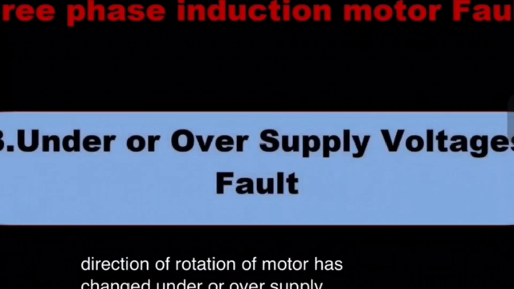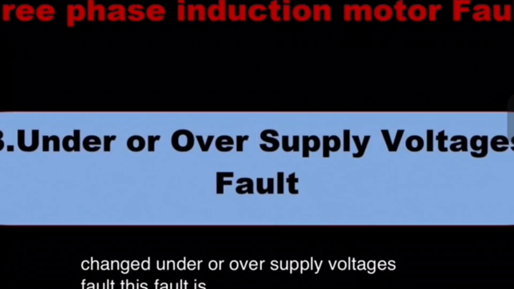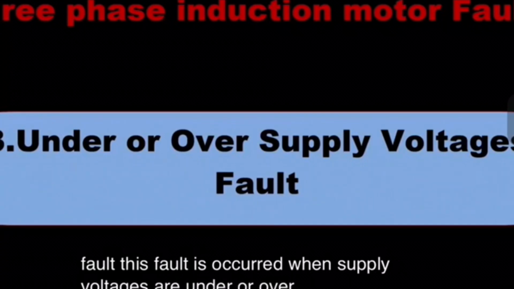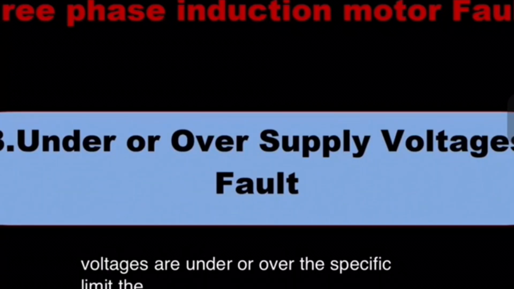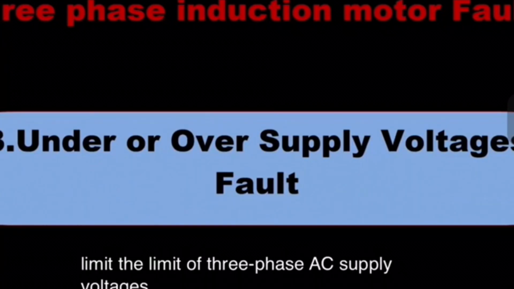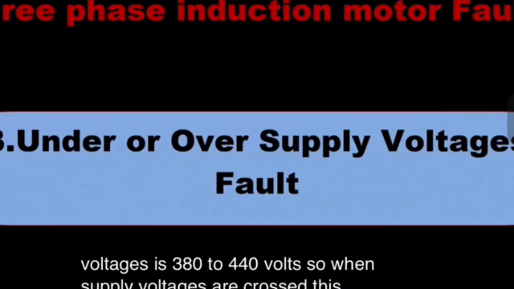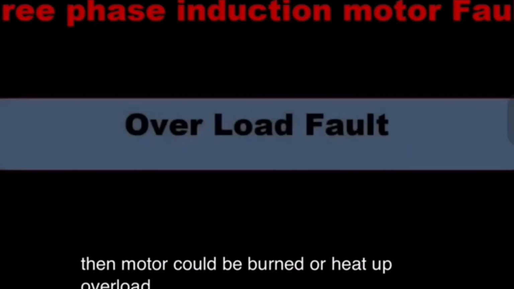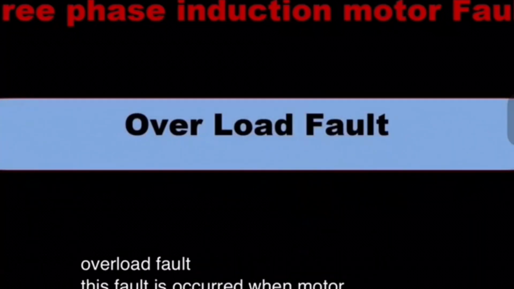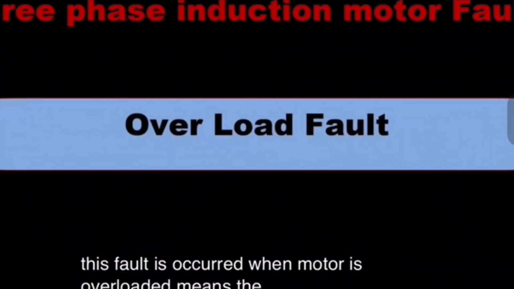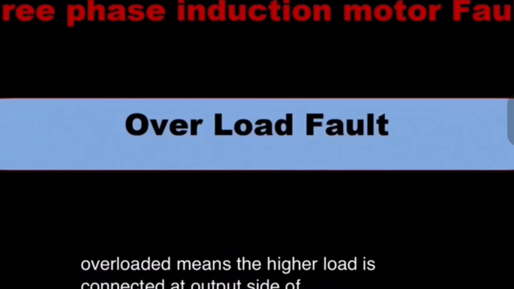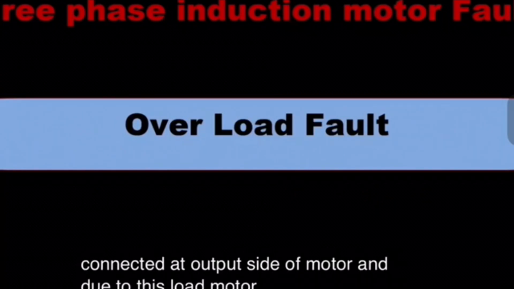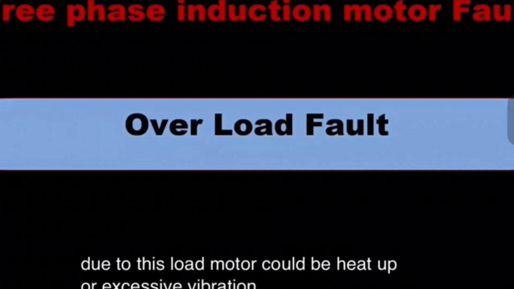Under or over supply voltages fault. This fault occurs when supply voltages are under or over the specific limit. The limit of 3-phase AC supply voltages is 380 to 440 volts. So when supply voltages cross this limit, then the motor could be burned or heat up. Overload fault. This fault occurs when the motor is overloaded, meaning a higher load is connected at the output side of the motor. And due to this load the motor could heat up or have excessive vibration.